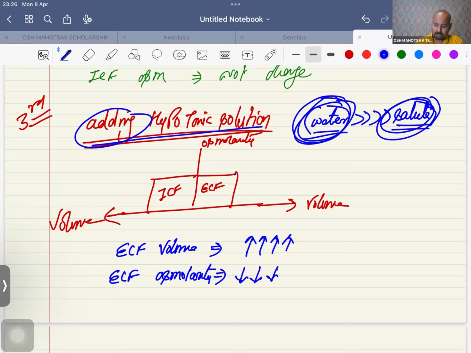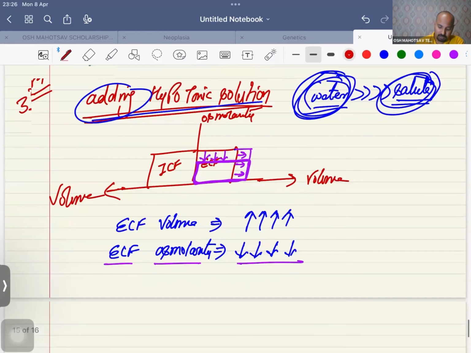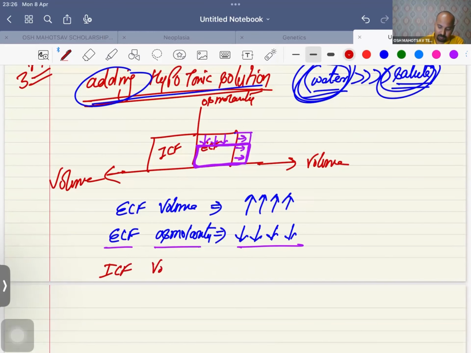You can consider osmolarity as concentration. So osmolarity will decrease, and the graph will be like this. Volume will increase like this, the volume graph will be here, and osmolarity will decrease. So the final graph we will get is like this. Now in that case ECF osmolarity decreases. If ECF osmolarity decreases, then ICF volume will increase. Rule number 3, ICF volume will increase.